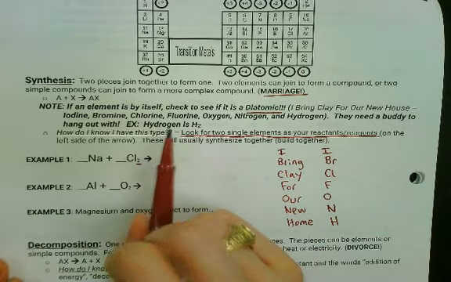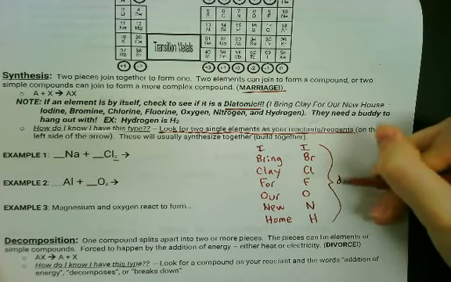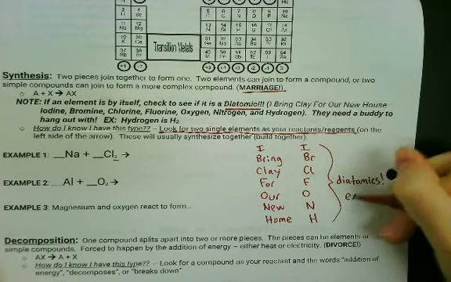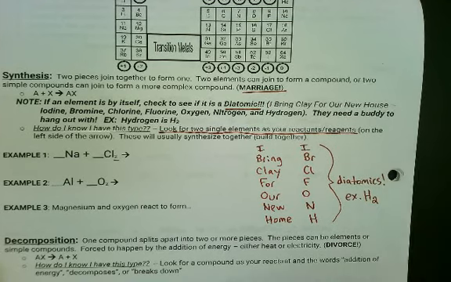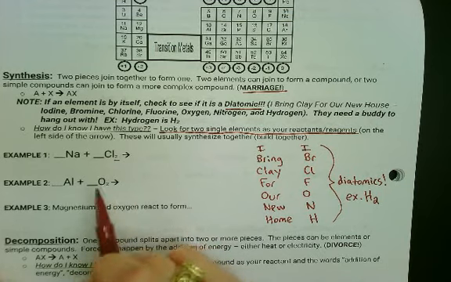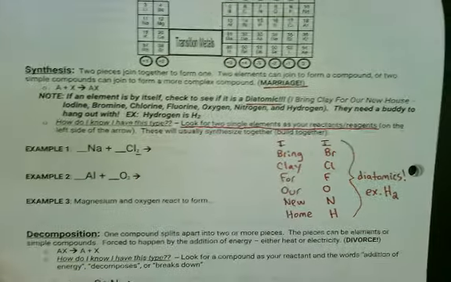So our example up here is hydrogen is H2. So I'm just going to label these our diatomics so we do not forget, and put an example. Hydrogen is H2. Just like chlorine and oxygen over here, these are diatomics, so we make sure we have that 2 subscript.